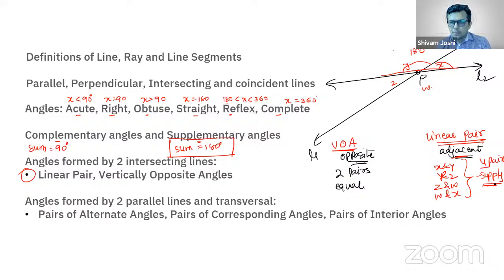4 pairs, supplementary. Over here you have 2 pairs and equal. So these are the angles which are created by intersection of 2 lines, right? Now let us talk about angles formed by 2 parallel lines and a transversal. So I'm going to shift this discussion to the next slide. 2 parallel lines and a transversal, right? Over here I'm looking at mainly 3 types of angles.